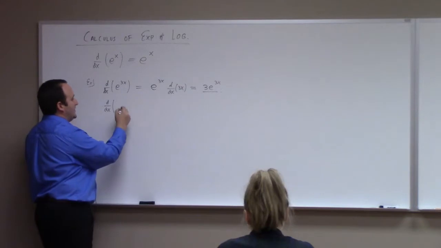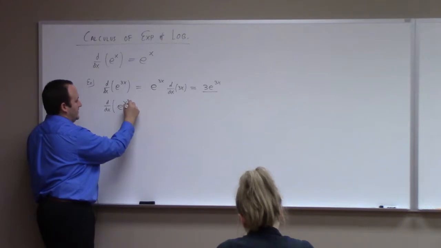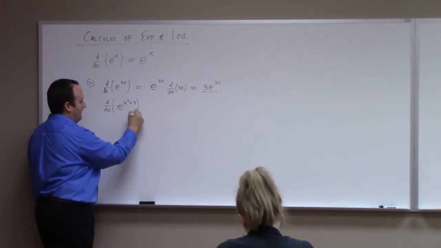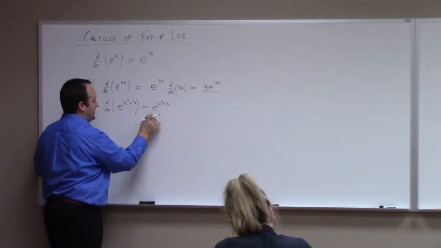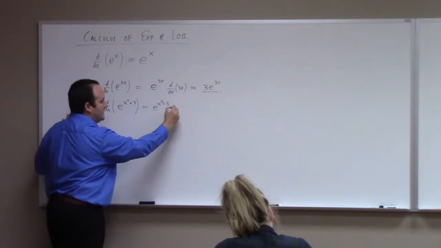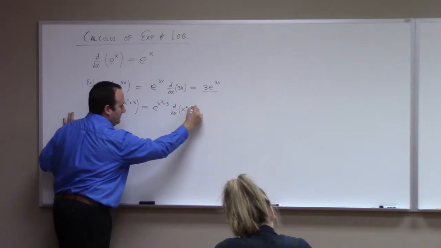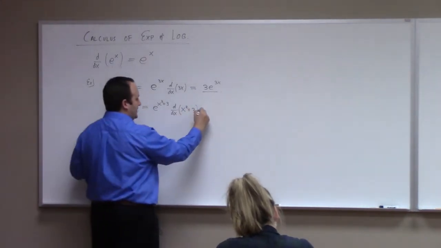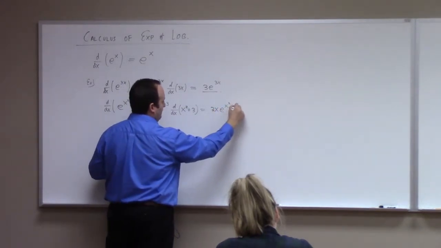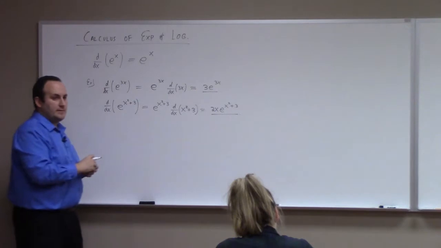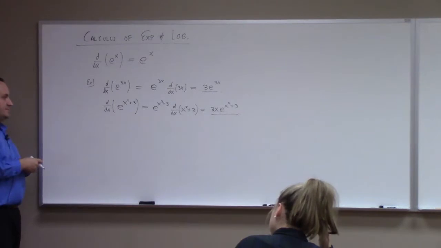Let's see here. How about something more exciting? e to the x squared plus 3. How's that go? So we again do the exponential x squared plus 3, because the derivative of the exponential is the exponential again. Then I have to multiply by the derivative of the inside function. This is the chain rule, right? So this gives us 2x e to the x squared plus 3. I just like to write the factor out front for reasons of, I don't know, OCD.